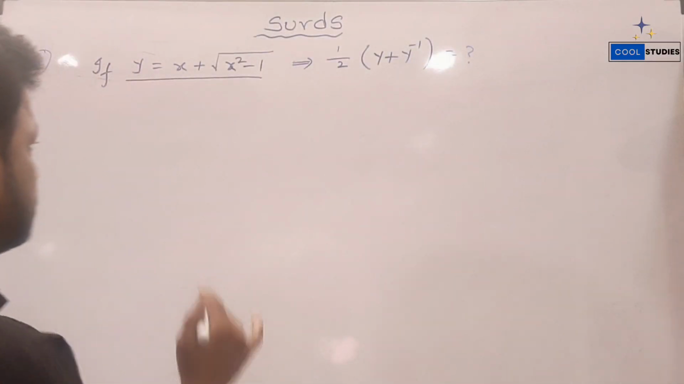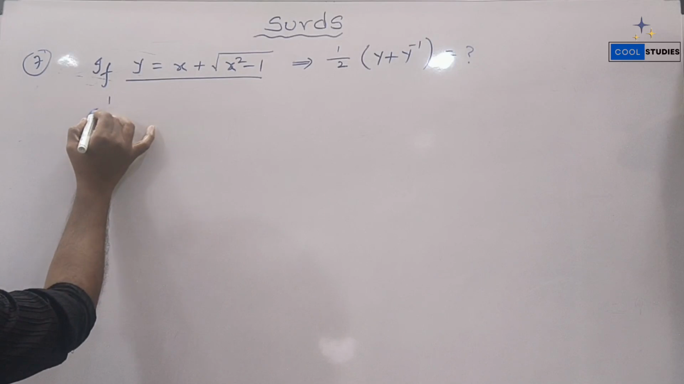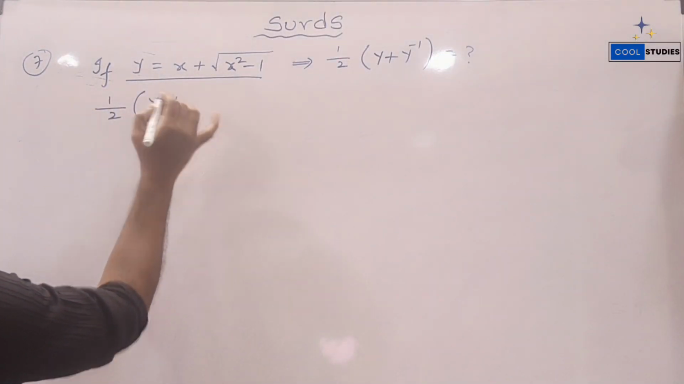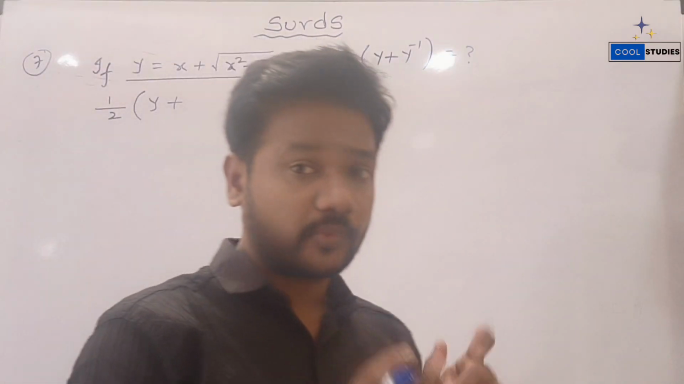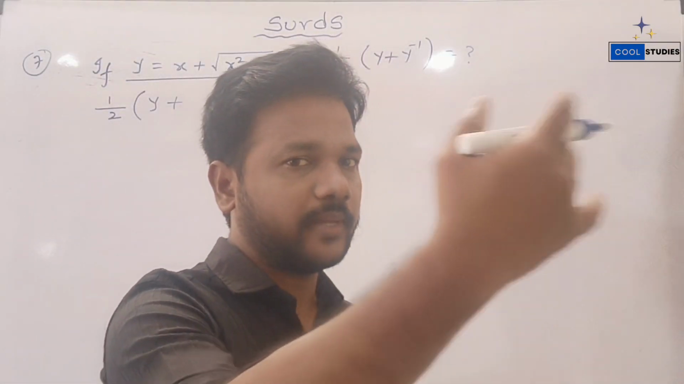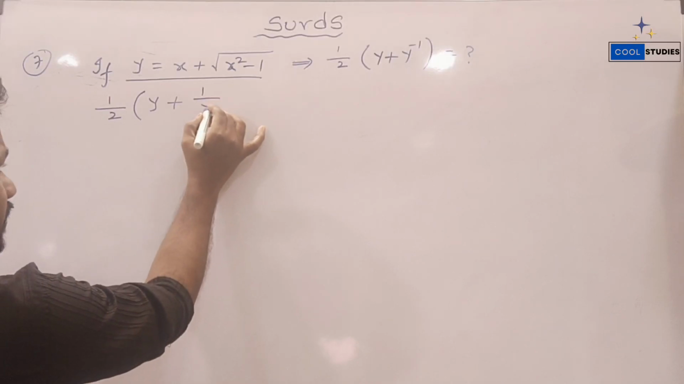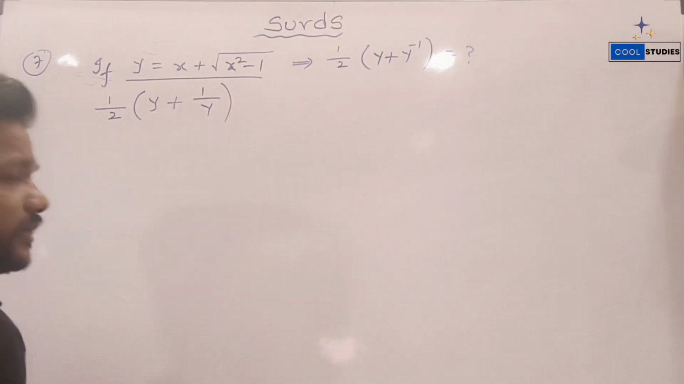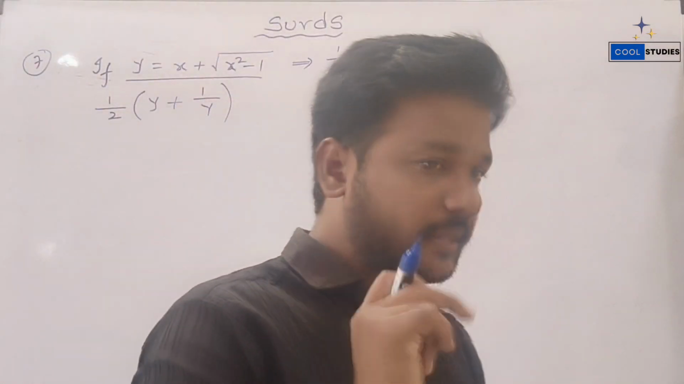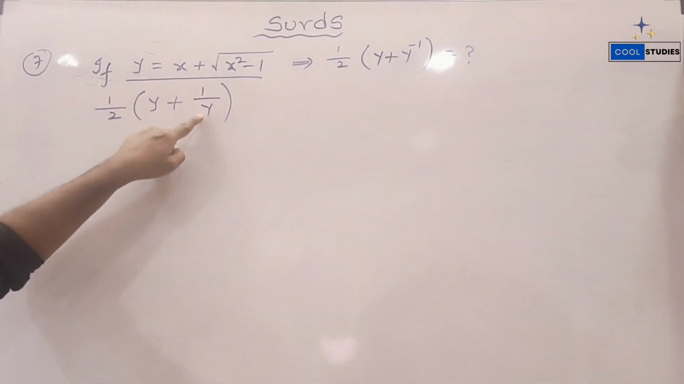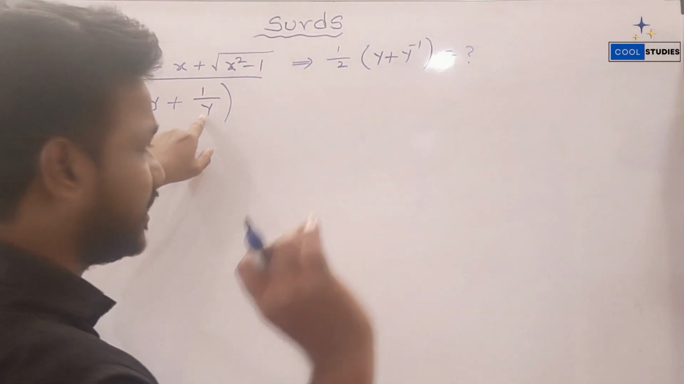Let us come to the question. So what do we have to find here? 1 by 2 of y plus y inverse. Y inverse means 1 by y. So I have to find this value, right? But the question already gave the value of y. If we find 1 by y, we can do the question easily here.